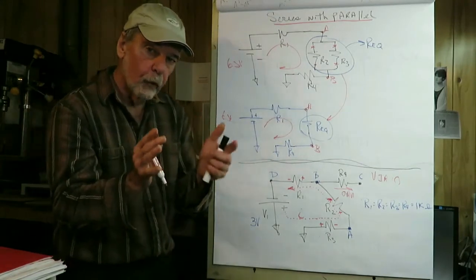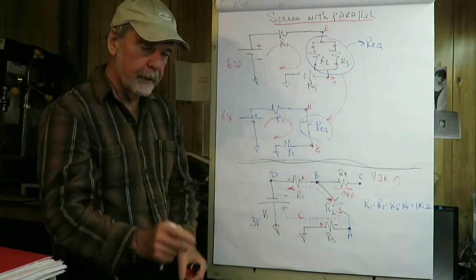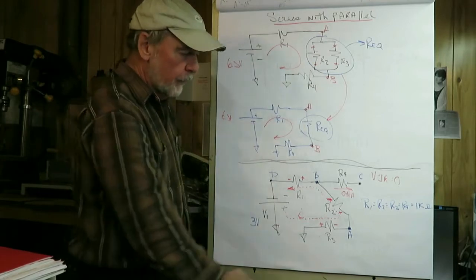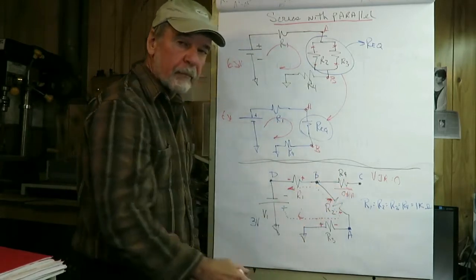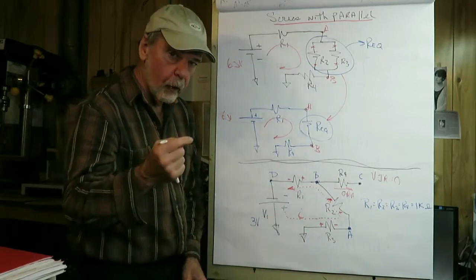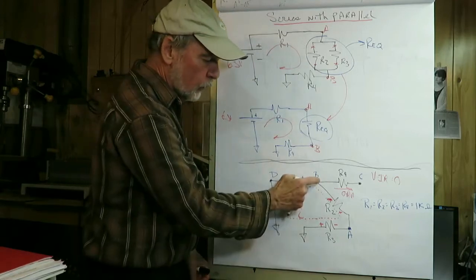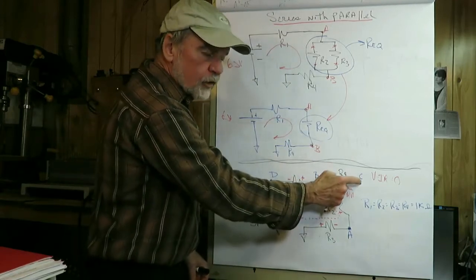Now, I use the word voltage drop, D-R-O-P. When I say that, that's the voltage across the resistor. If the drop is 0, that means the voltage on one side is equal to the voltage on the other side.